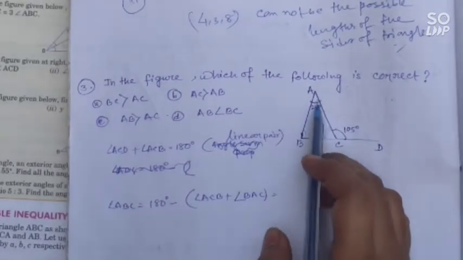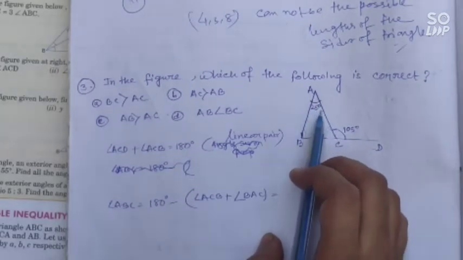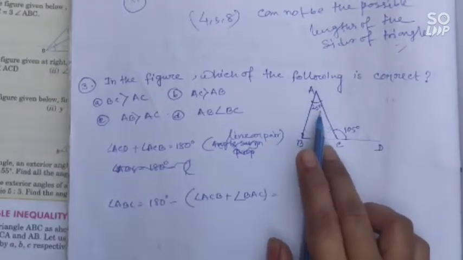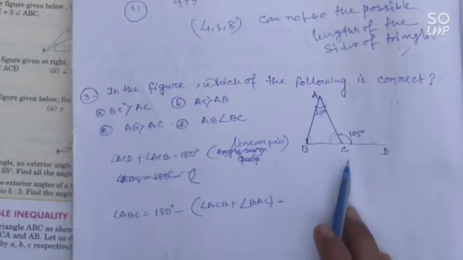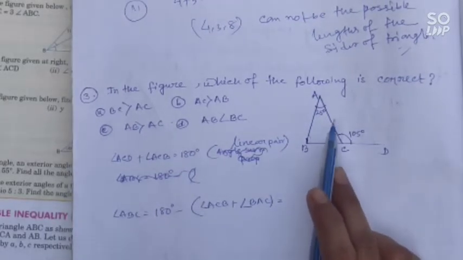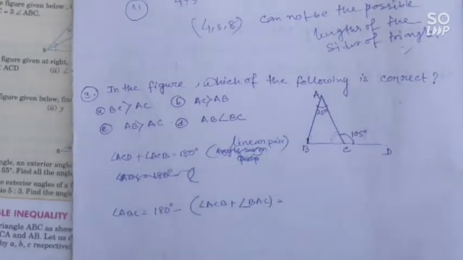But in this figure you can see that the measurement of some angles are given. So you know that the side opposite to the greatest angle is the greatest side, and the side opposite to the smallest angle is the smallest side.